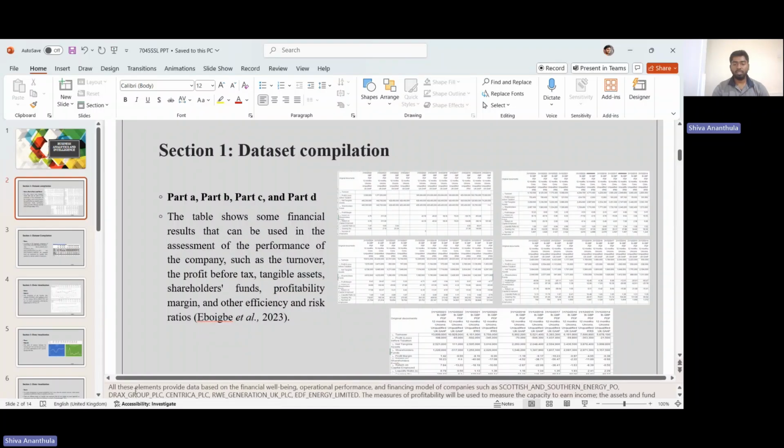The measure of profitability will be used to measure the capacity to earn income. The assets and fund measure will evaluate the stability and investment worth. Examples of such ratios would be gearing, liquidity, and the profit made by investing capital, or the profitability measure. All these factors can aid strategic planning and cross analysis of performance within the whole energy industry.